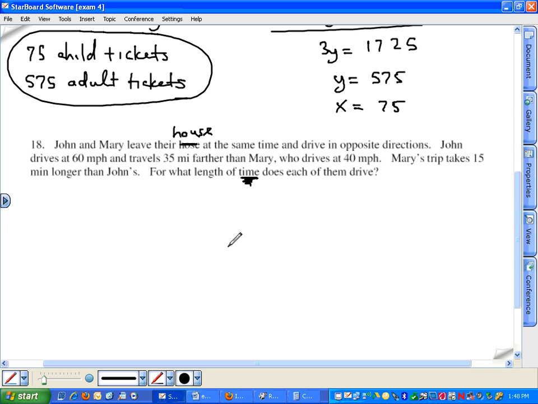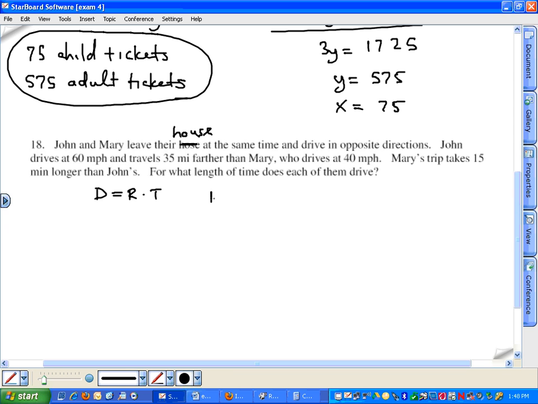We don't know a couple of things. This is one of those distance equals rate times time problems. The only thing we know is each of their rates. John drove 60 miles per hour. Mary drove 40 miles per hour. We don't know how far they drove or how long it took them. Those two things are unknowns.